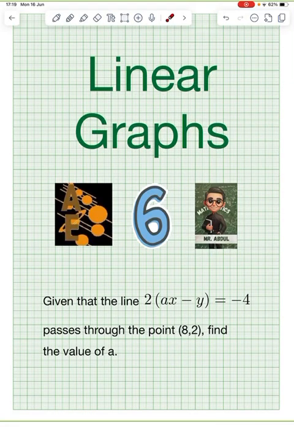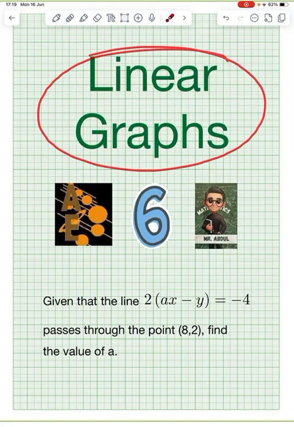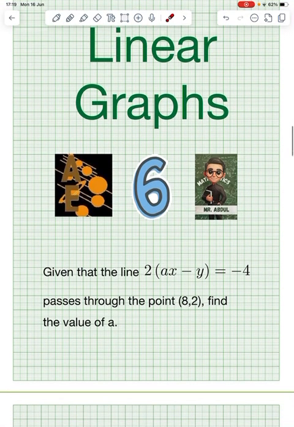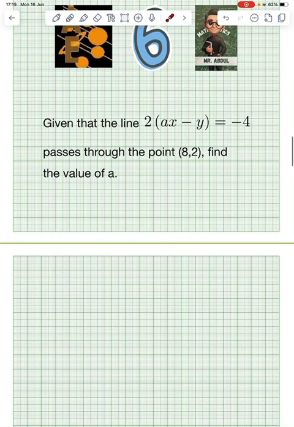Good guys, we will continue with our linear graphs. All right, so we have this question. Given that a line 2(ax - y) = -4 passes through the point (8, 2), find the value of a. Some students, when they see this, straight away tell me that your gradient is a, and then your y-intercept is -4.